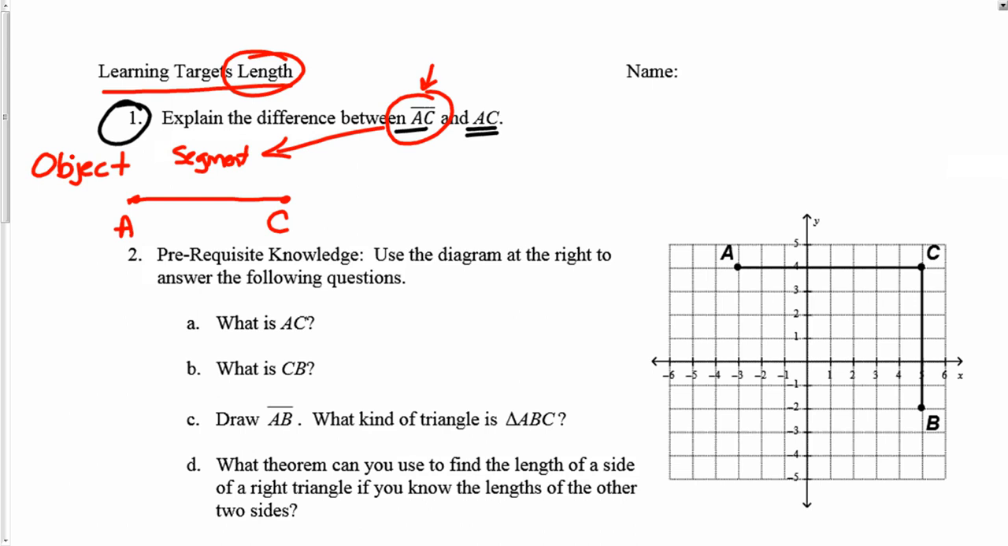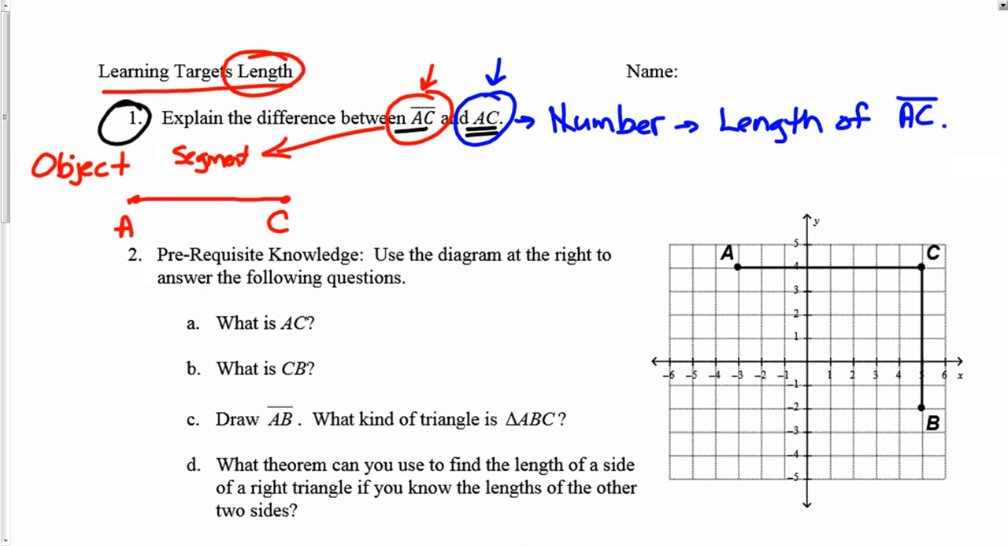Now, this other thing that I have over here with this AC, and there's nothing over top. This thing's not an object, it's a number. And what this number represents is, it's the length of segment AC. And again, that's a number. So anytime you see two letters with nothing over top, it's asking you for how long is that segment.